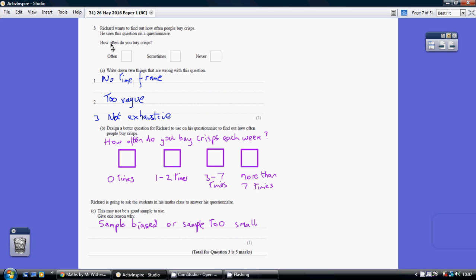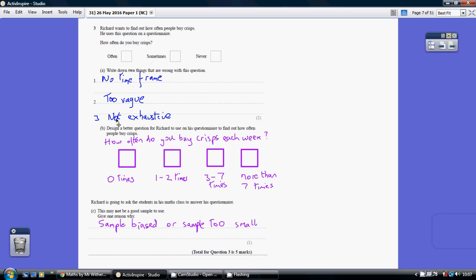So there is no time frame. How often do you buy crisps? Well, is that every day, every week, every month, whatever? So no time frame. It's too vague. What does often mean? What does sometimes mean? One person sometimes might be once a day, another person sometimes might be once a week.